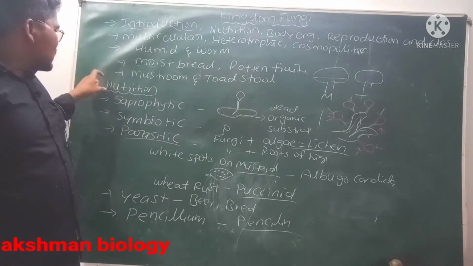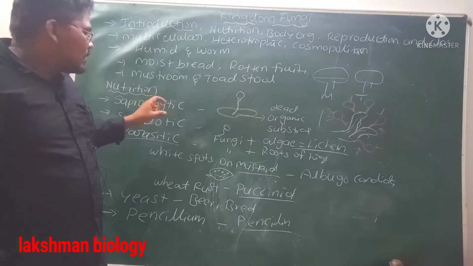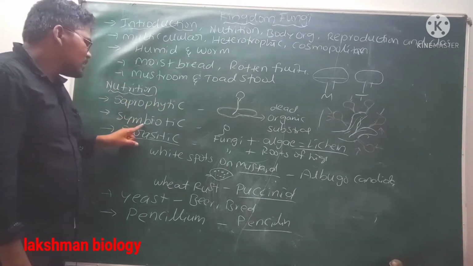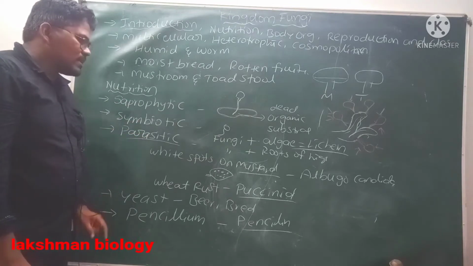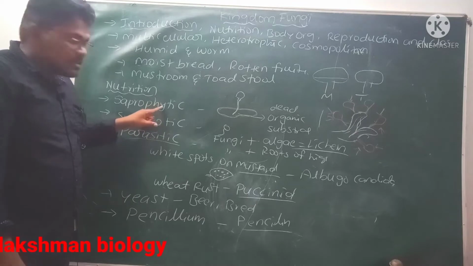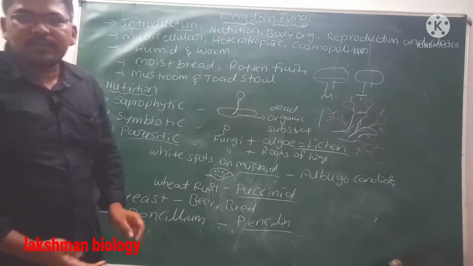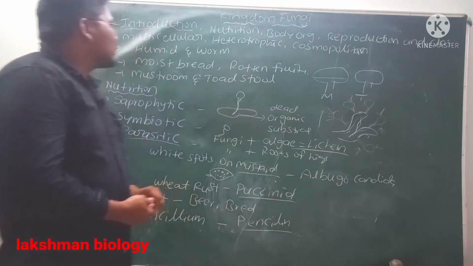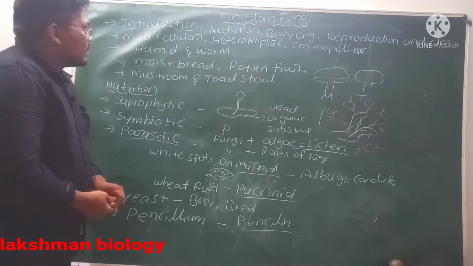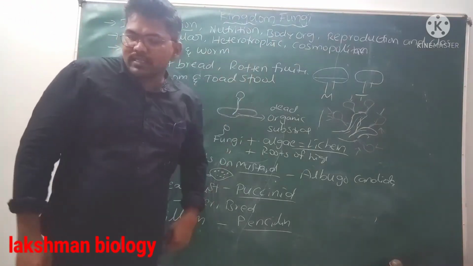After that I started the nutrition. There are 3 types of nutrition we can see in the fungi: saprophytic nutrition, symbiotic nutrition and parasitic nutrition. We have discussed saprophytic nutrition, symbiotic nutrition and parasitic nutrition. Then after completion of the nutrition we have to discuss the body organization of fungi.